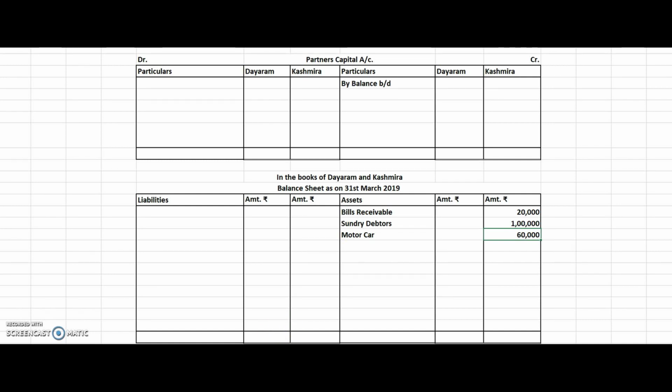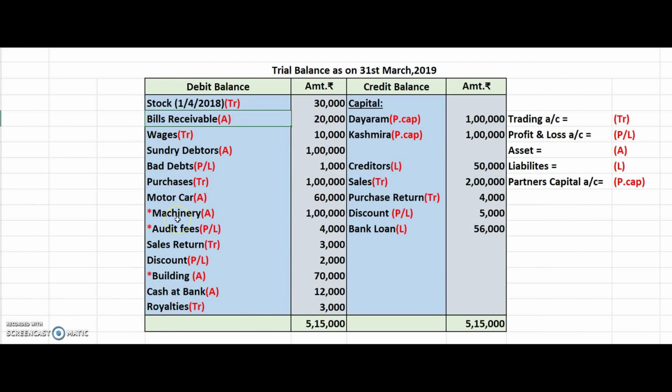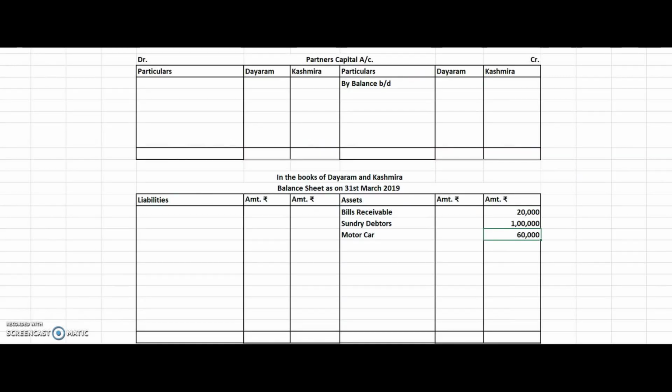60,000. The next is machinery, which is 1 lakh. This is again an asset. Now please note, you should have noticed that there was a star beside this, meaning there was an adjustment for it. So you are not supposed to write it in the outer column, but in the inner column. And you should leave a line. Whenever you see a star marked item, it has to come in the inner column. Leave a line, draw a line.